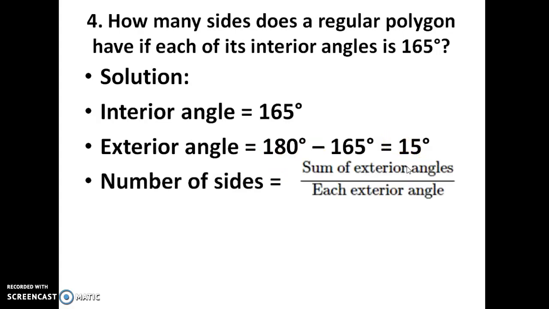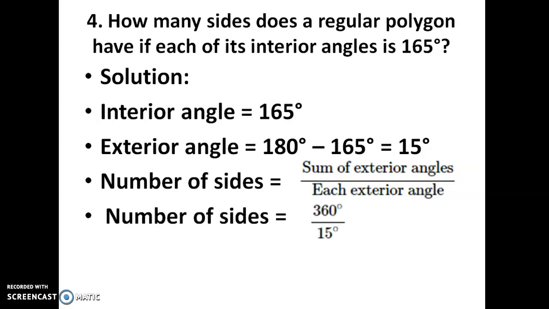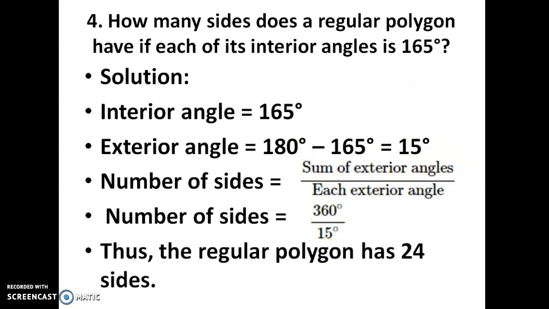Now we can solve. Number of sides equals the sum of exterior angles divided by each exterior angle. So what is the sum of exterior angles? It is 360 degrees. Then each exterior angle, as we just found, is 15. 360 divided by 15 equals 24 sides. Okay, this regular polygon is going to have 24 sides.